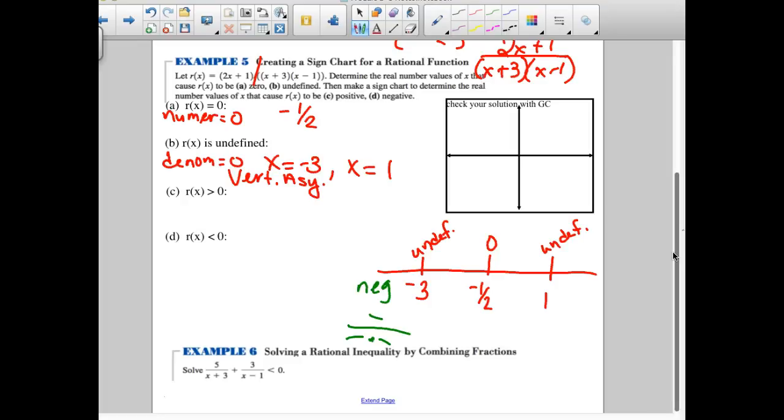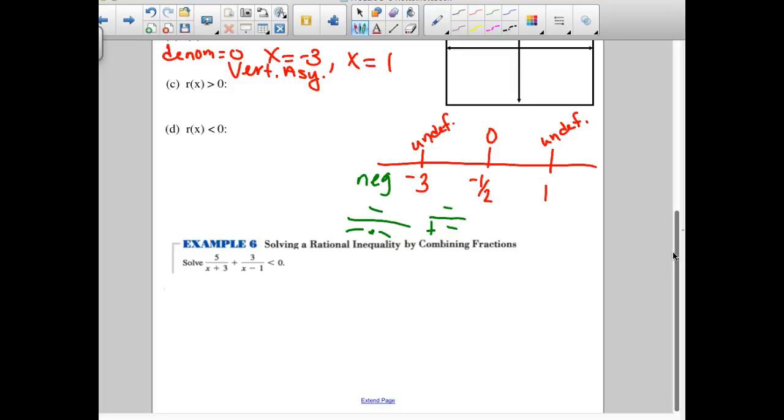Okay, something between negative 3 and negative 1/2. We could use negative 1, all right? What happens on the top if I put a -1 in there? It's negative. On the bottom, if I put a -1 in the first factor, it's positive, and in the second factor, it's negative. So my overall answer is going to be positive.